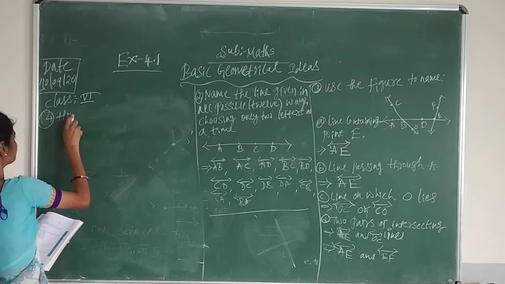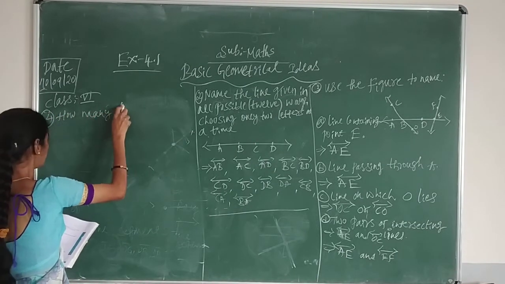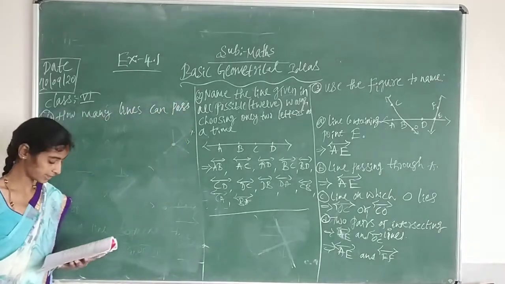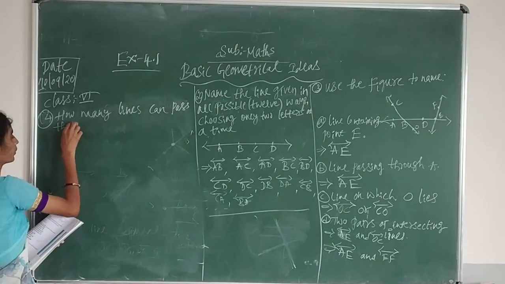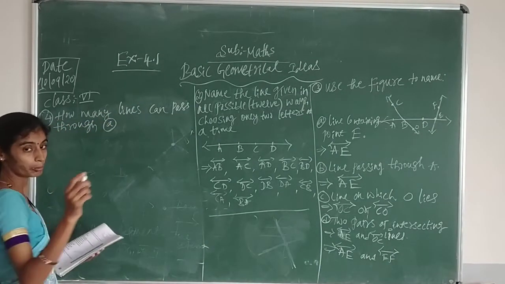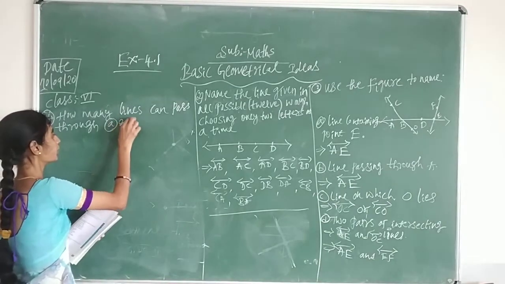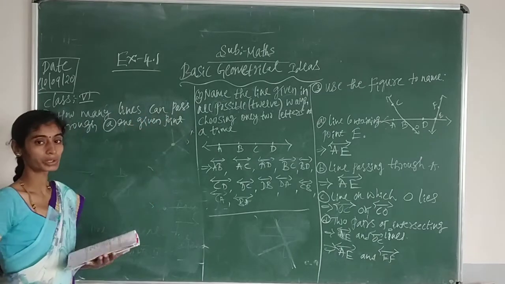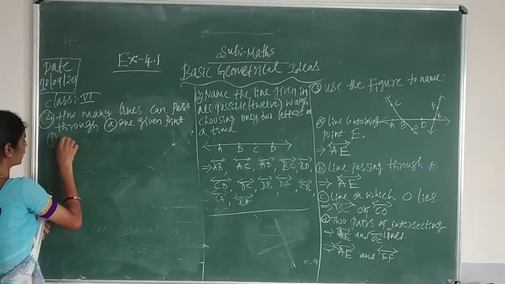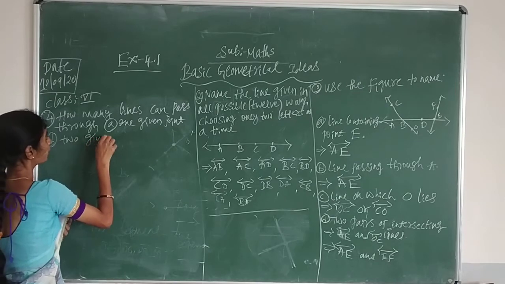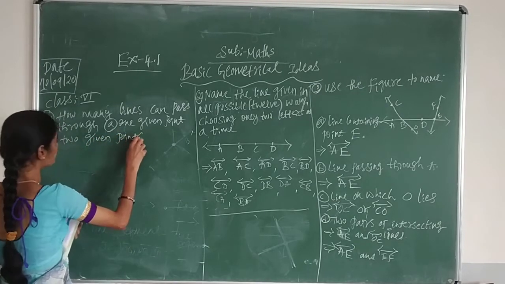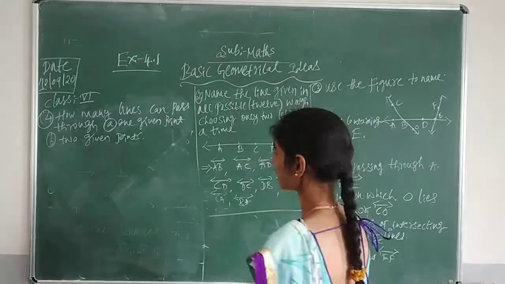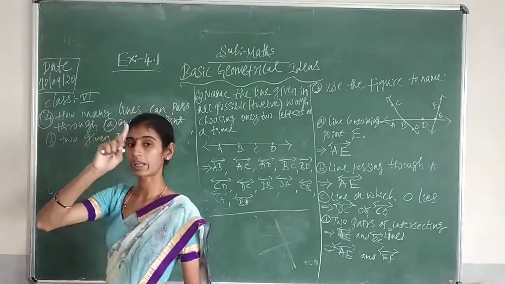Okay. Next, what is the fourth question, children? How many lines can pass through? They have given some points in it, like A, B, one given point. And again in this B question, 2 given points. So what is the question, children? How many lines can pass through one given point?